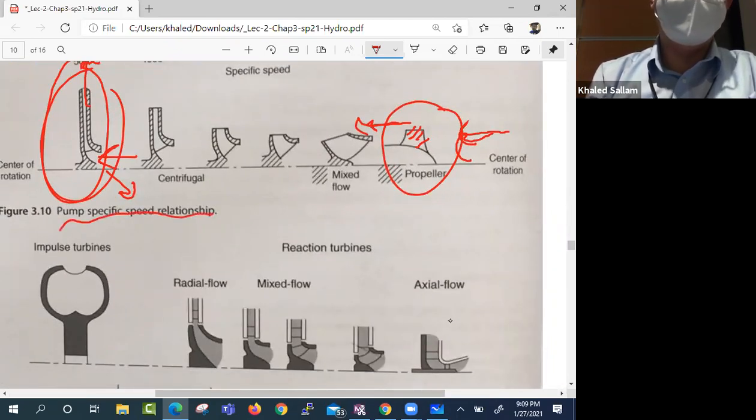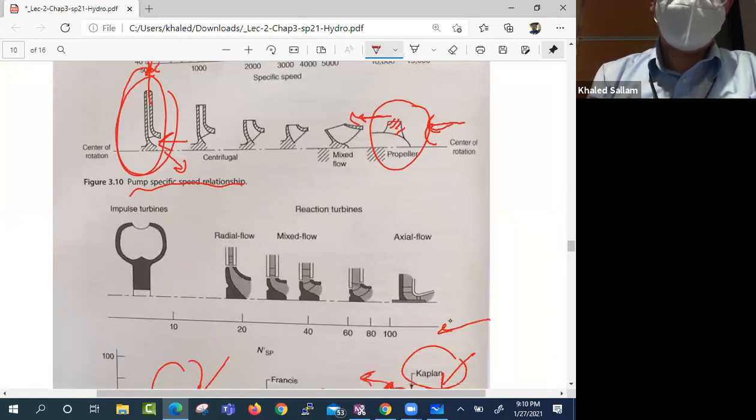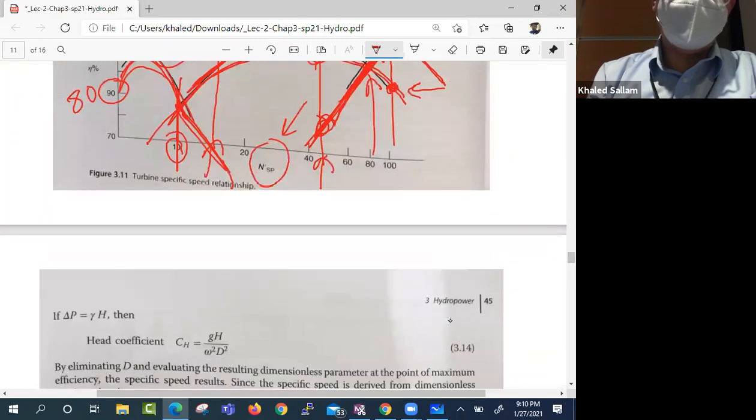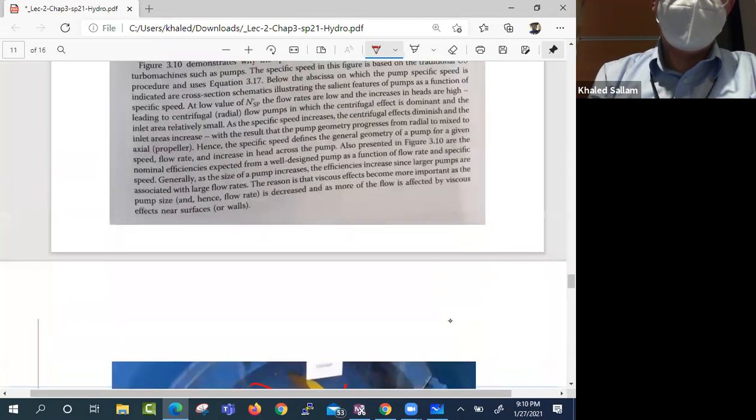Pump specific speed relation. Okay. And you'll be able to pick the right kind of pump as well.